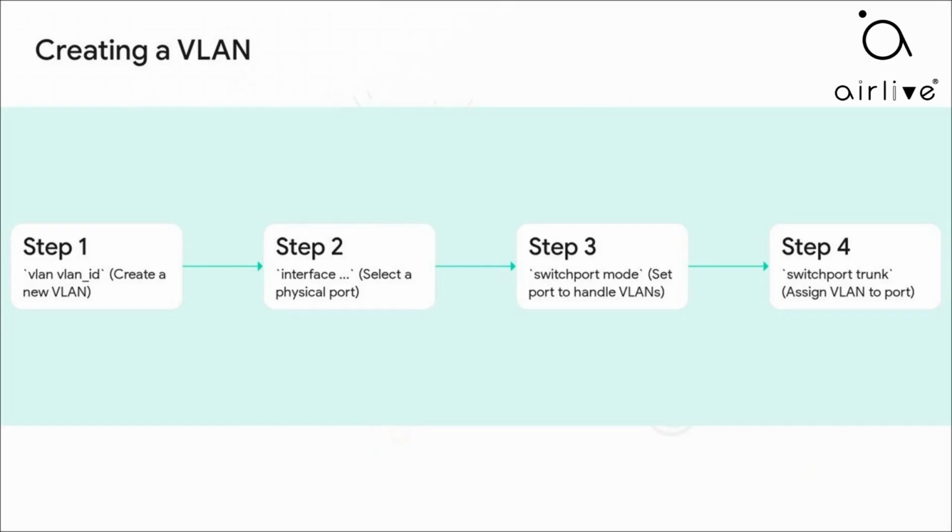With just a few simple lines of text, an engineer can build a whole new piece of virtual infrastructure. They basically say, okay, VLAN, let's make a new one. Then they pick a physical port on the OLT. Then they tell that port, hey, you're going to be handling traffic from multiple VLANs. And finally, they assign that new VLAN they just created to that port. Boom, done. In just a few seconds, a brand new secure lane has been built on the network.